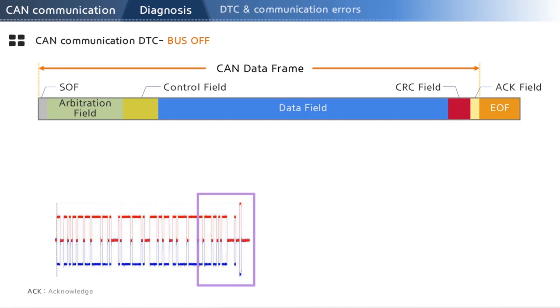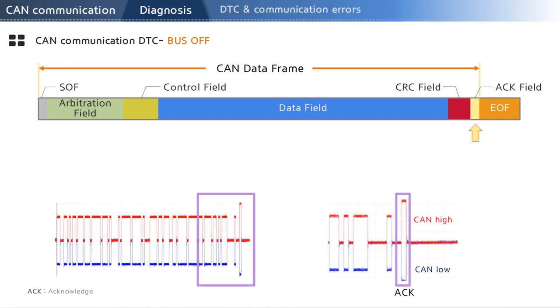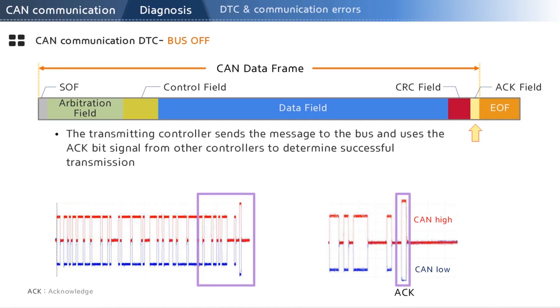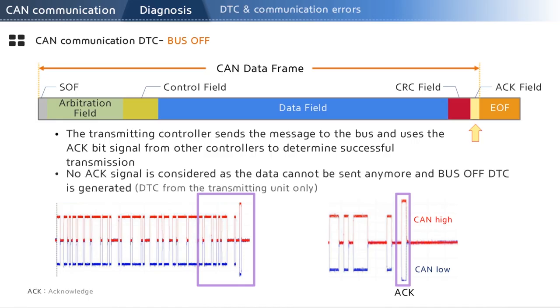How does a controller detect bus off then? Look at the data frame and notice the ACK bit at the end. This is the signal from a receiving unit, not the transmitting unit, confirming successful data transmission. If the transmitting unit does not receive this ACK bit, it determines the data it sent was not received by the other unit and generates the bus off DTC. Remember, bus off is a DTC only detected by a transmitting unit.